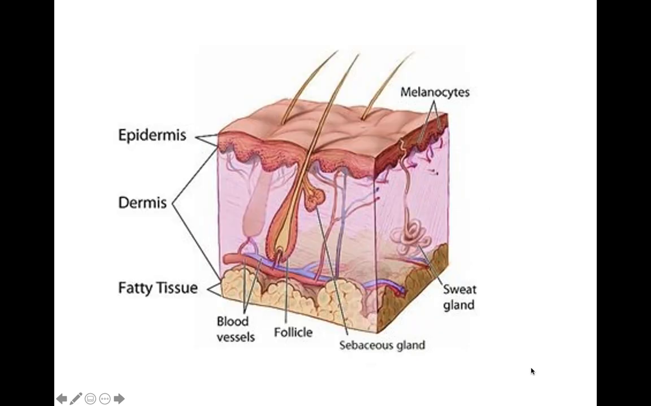Here's a diagram. We have a hair follicle growing there, and you see the sebaceous gland has a duct that's going to connect it to the hair follicle and cause the sebum to be pumped up through that hair follicle out onto the surface of the epidermis.